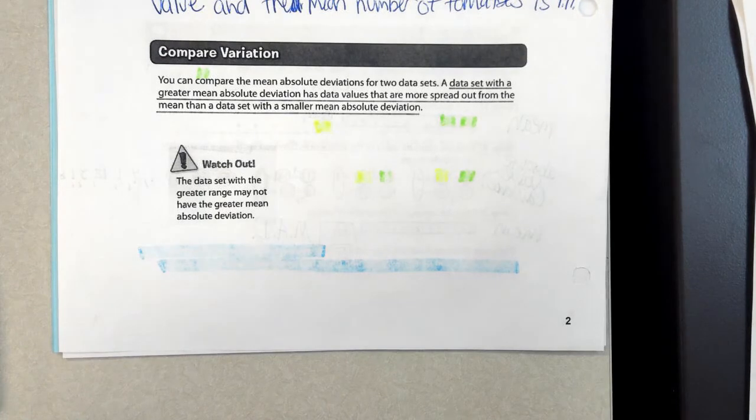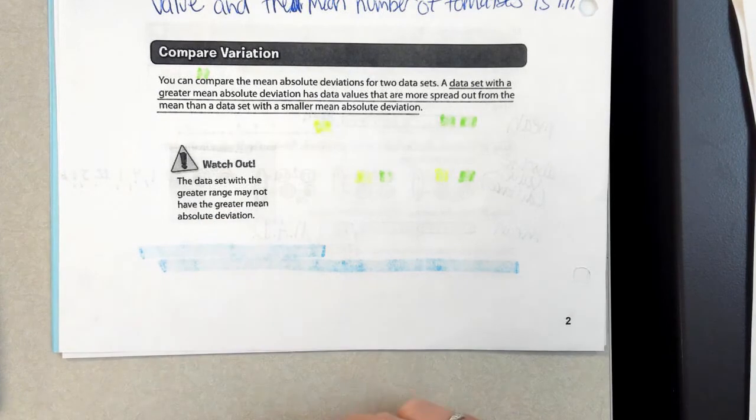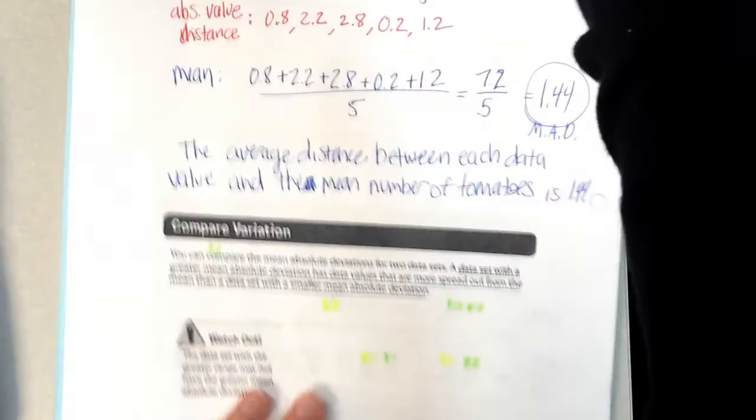So we can kind of compare more than one set. It says the data sets with greater range may not have the greater mean absolute deviation. So that's just a watch out. Sometimes people think that range tells us which one will have a greater MAD or mean absolute deviation, and it doesn't always guarantee that, okay?